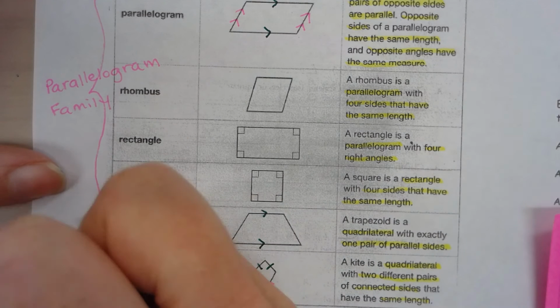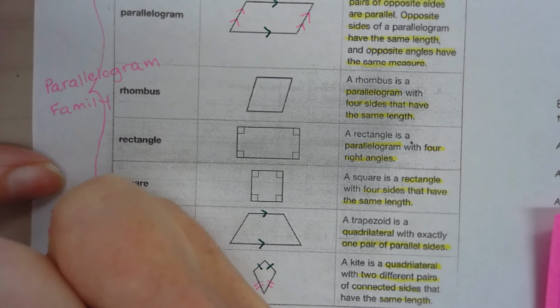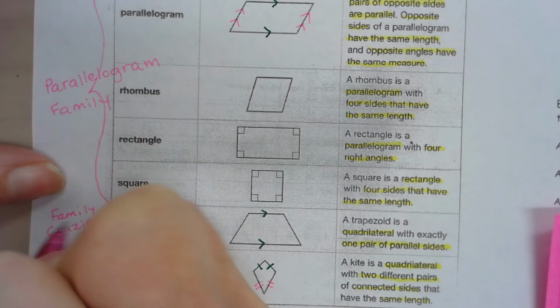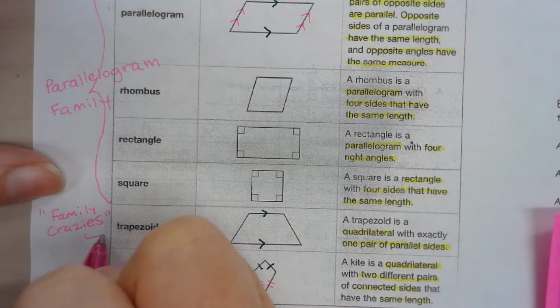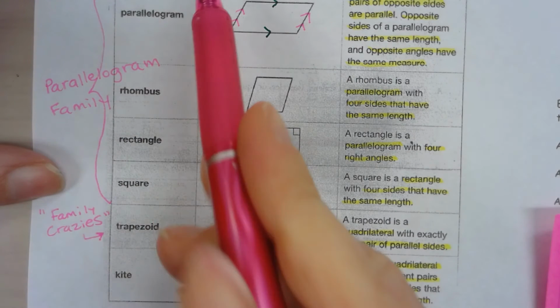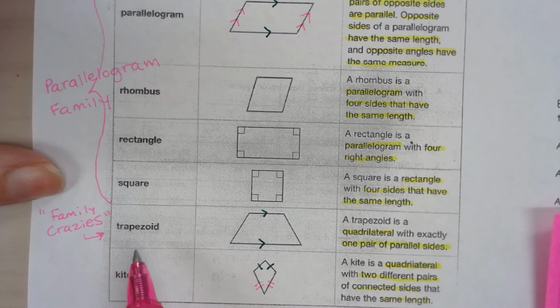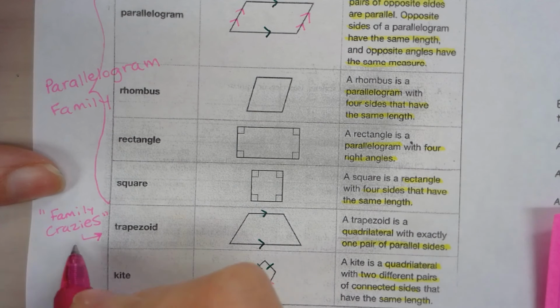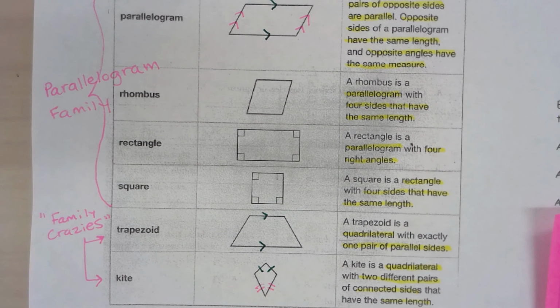Then we have kind of the family crazies. Now again, this is just my way of helping you remember this, but these are kind of the family crazies because parallelograms have two sets of parallel sides, but trapezoid doesn't. Trapezoid only has one set of parallel sides, and kite has no sets of parallel sides. So those are, like I said, the family crazies.